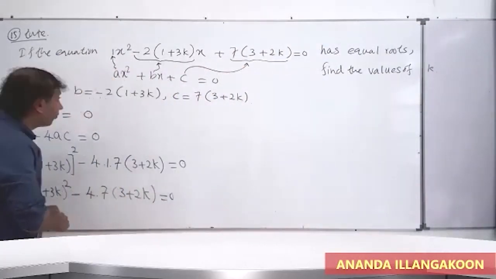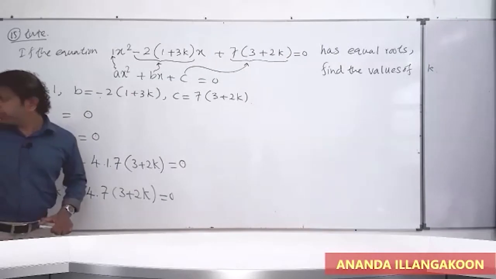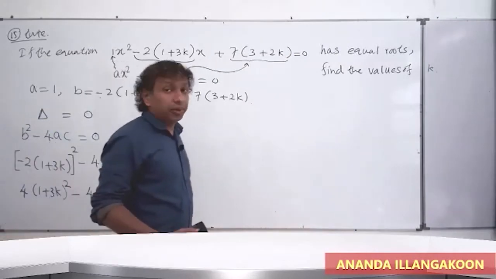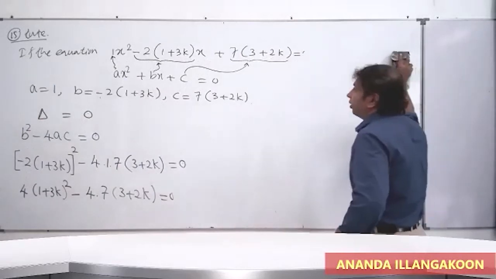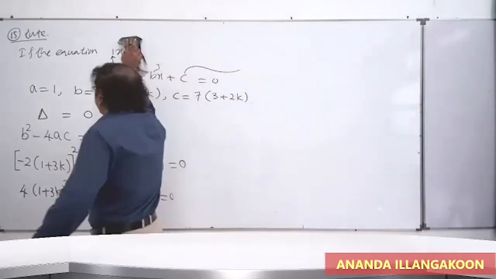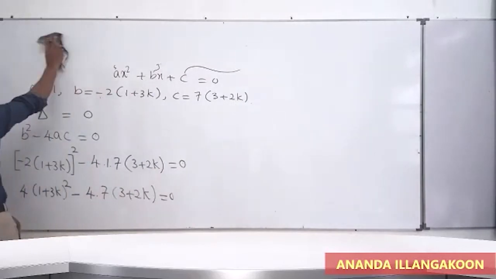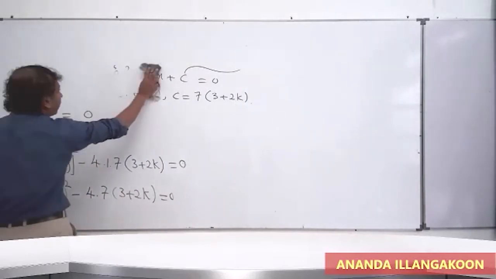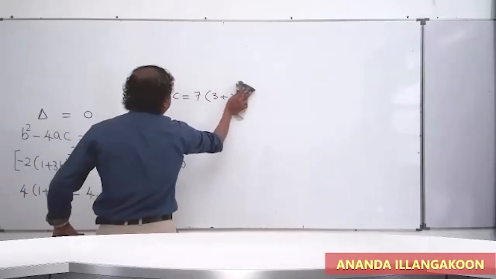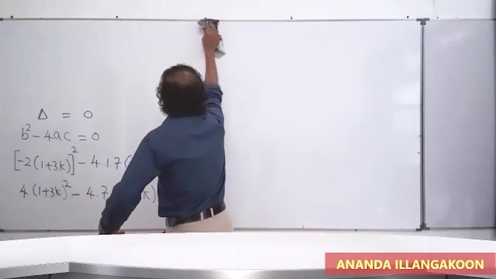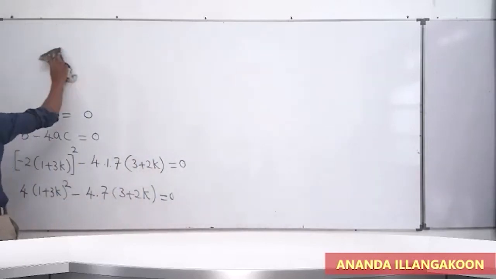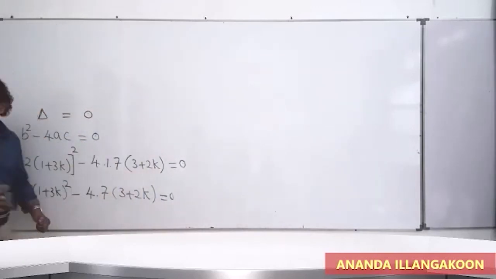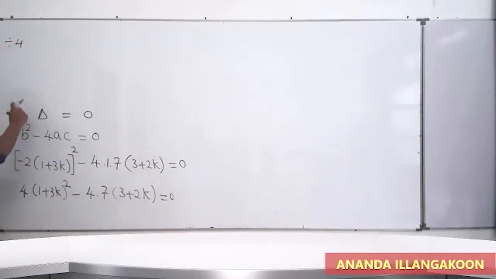Now here, you can divide both sides by 4. Right hand side we have 0. On both sides of an equation we can divide by any value, but you have to divide both sides by the same value. The equation won't change. When you divide this by 4, what happens?